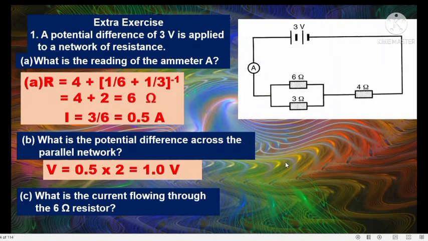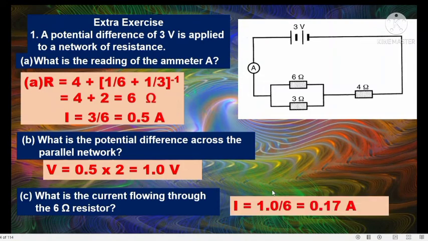What is current flowing through 6 ohm? This one, you can just mark as I1 for example. So just look at across 6 ohm only. So I is 1 volt divided by 6. So we get 0.17 ampere. So current passed through 6 ohm is 0.17 ampere. If you want to find current flowing through 3 ohm, you just take 0.5 minus 0.17. Okay, so you will get 0.33 ampere.